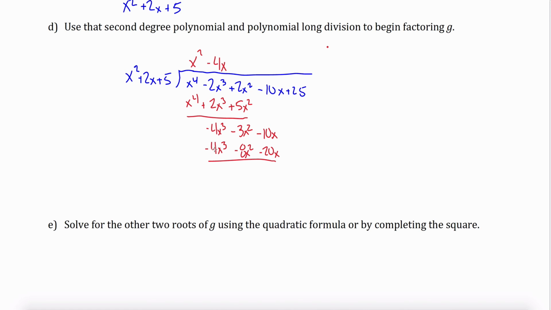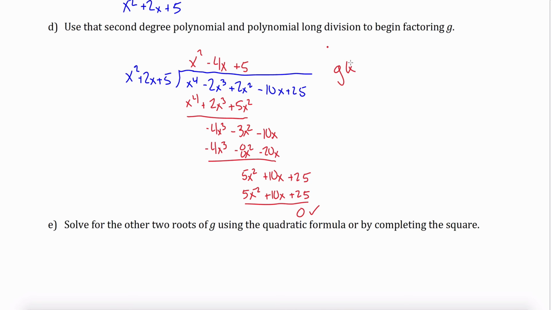Negative 4x cubed minus negative 4x cubed cancels out. Negative 3x squared minus negative 8x squared is positive 5x squared. Negative 10x minus negative 20x is positive 10x. And then bring down the 25. And if I go through this one more time, if I throw a 5 up top to get rid of this 5x squared, what I'll end up with is exactly 5x squared plus 10x plus 25. So when I subtract, my remainder is 0, which is a good thing.